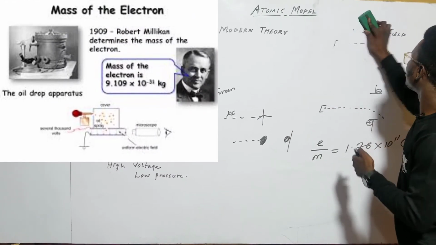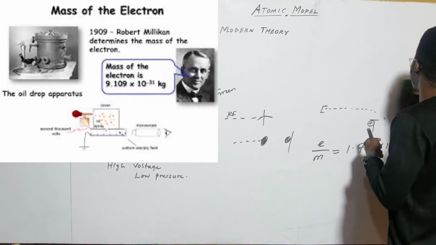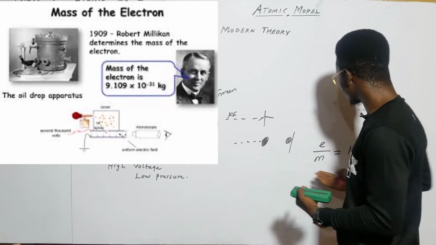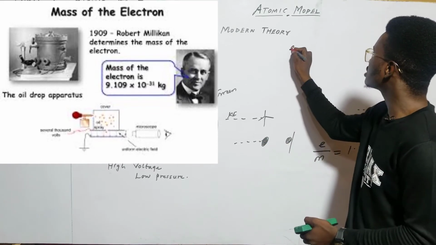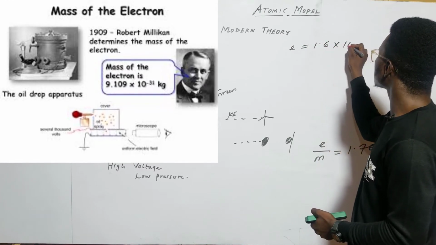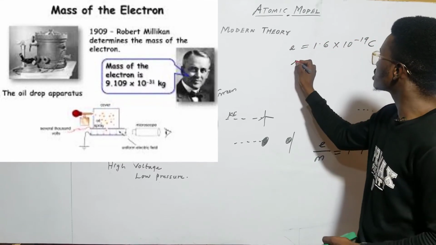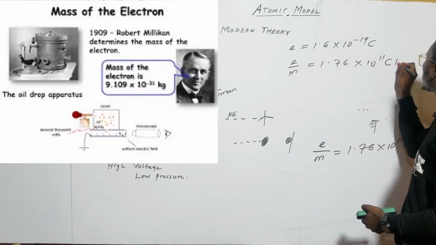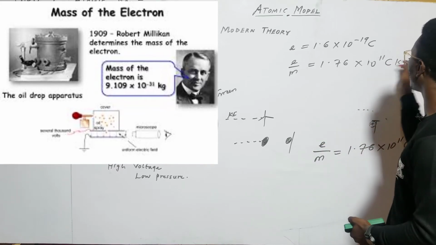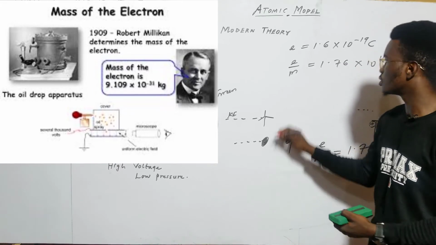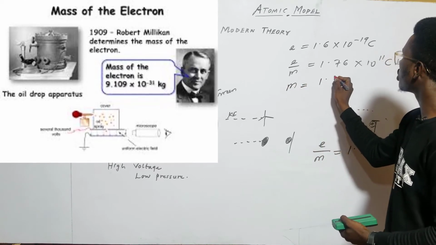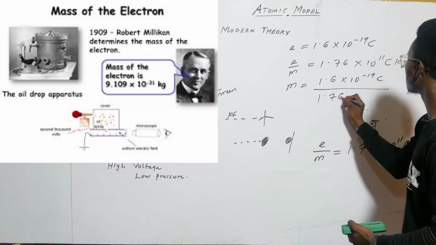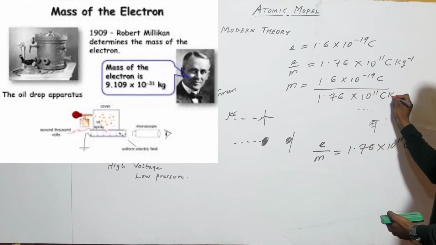With the value of the charge to mass ratio compared to the charge of electron, Robert Millikan performed what we call the oil drop experiment in order to discover the charge of an electron. The charge of an electron was given as 1.6 times 10 raised to power minus 19 coulomb. Now, the charge to mass ratio given as 1.76 times 10 raised to power 11 coulomb per kilogram. Comparing these two values, we can calculate the mass of electron. So the mass of electron will give 1.6 times 10 raised to power minus 19 coulomb over 1.76 times 10 raised to power 11 coulomb per kilogram.